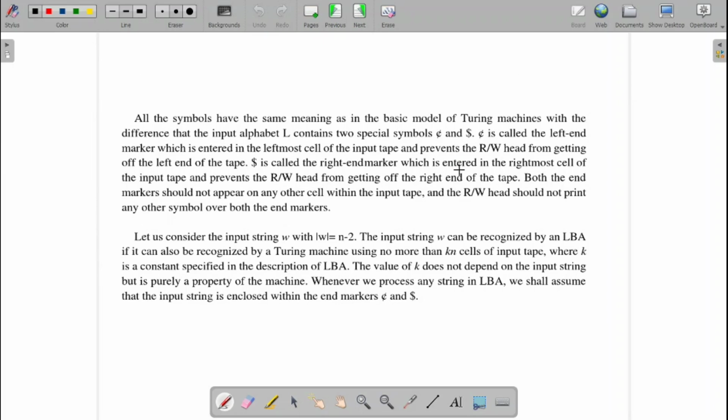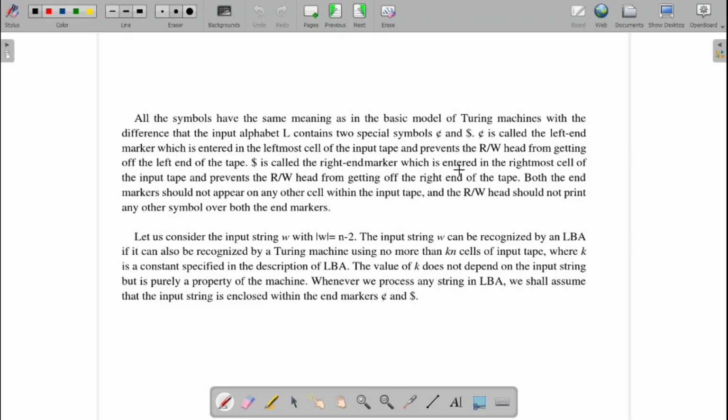Next, all the symbols have the same meaning as in the basic model of the Turing machines, with the difference that the input alphabet Σ will contain two special characters: the left end marker ¢ (cent) and the dollar. The ¢ is the left end marker, which is entered in the leftmost cell of the input tape and prevents the read-write head from getting off the left end of the tape. The dollar is called the right end marker, which is entered in the rightmost cell of the input tape and prevents the read-write head from getting off the right end of the tape.